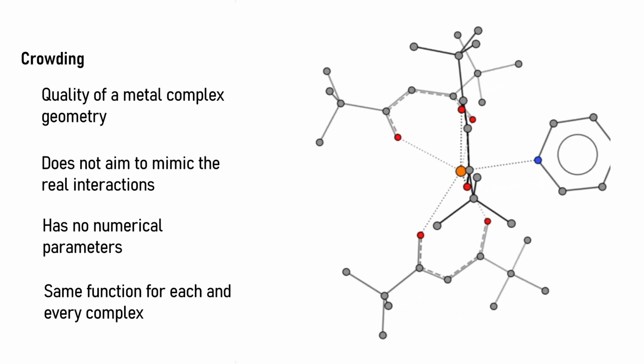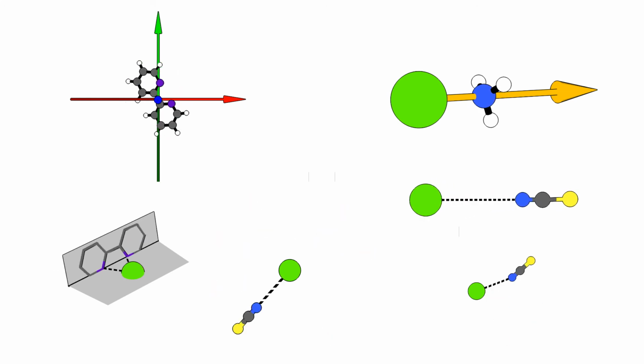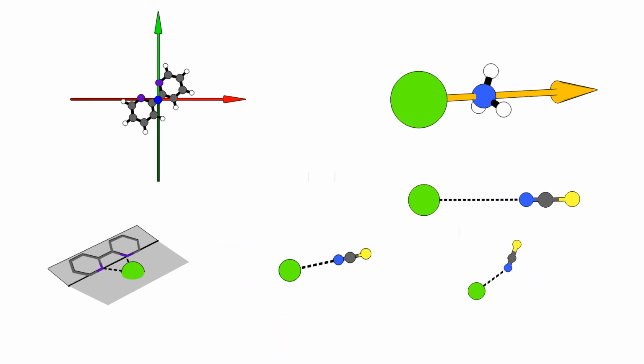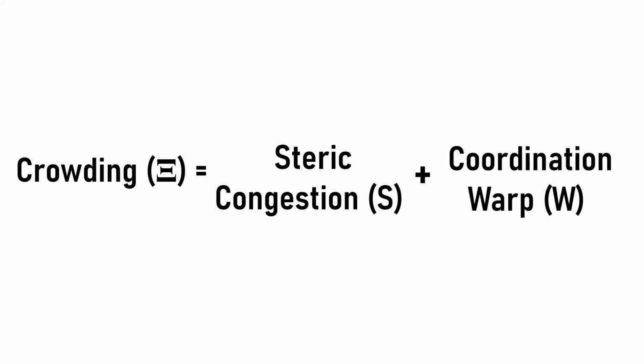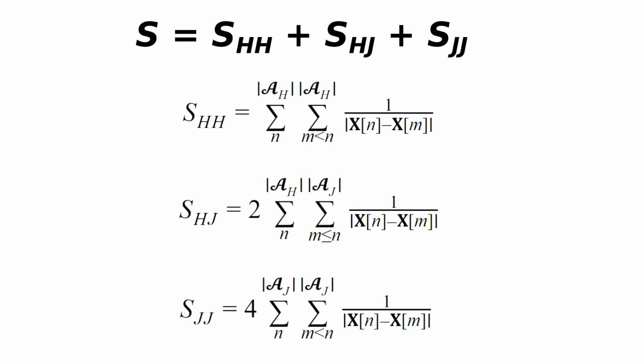Now, let us examine what crowding really is. Crowding is defined in the space of the accessible degrees of freedom of the ligands. And crowding is a sum of two terms, the steric congestion and the coordination warp. The steric congestion simulates the repulsion between ligands around the metal center. It makes two assumptions. First, it assumes that all the atoms are repelling one another all the time. Second, it assumes that non-hydrogen atoms repel twice as much as hydrogen atoms.